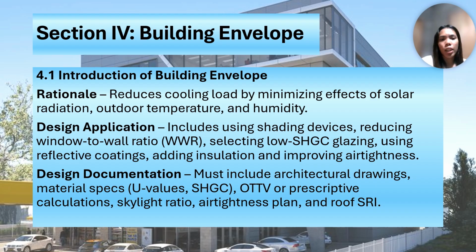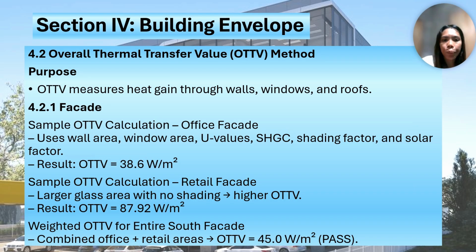Next is the design documentation. It must include architectural drawings, material specs, U-values, SHGC, OTTV or prescriptive calculation, skylight ratio, airtightness plan, and roof SRI. Compliance must be proven through measurable values.